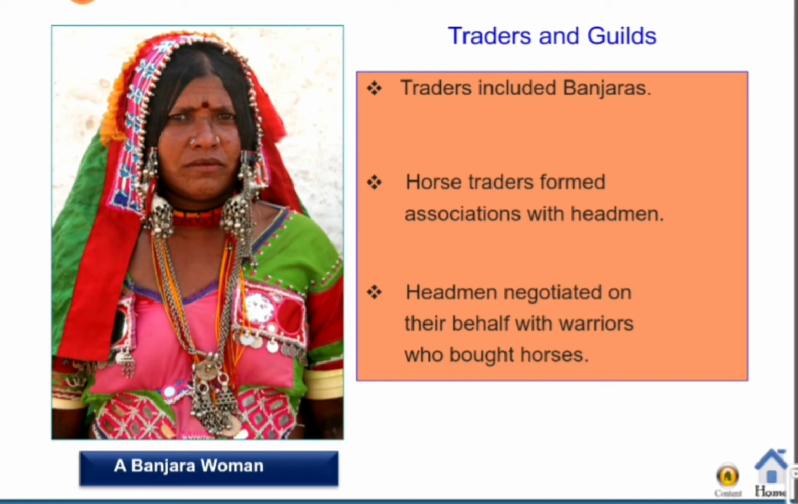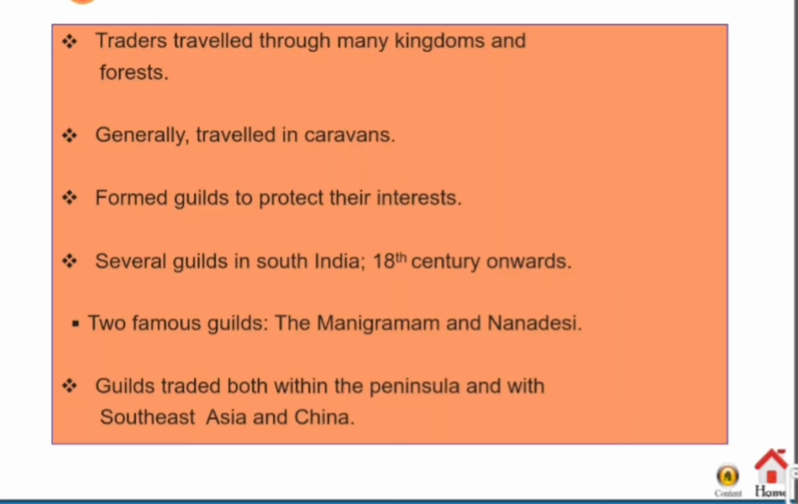Traders and guilds. Banjaras were also part of trading communities. Horse traders had formed associations with headmen. Headmen had the right to negotiate on their behalf with the warriors who bought horses. Traders traveled through many kingdoms and forests. They used to travel in caravans.